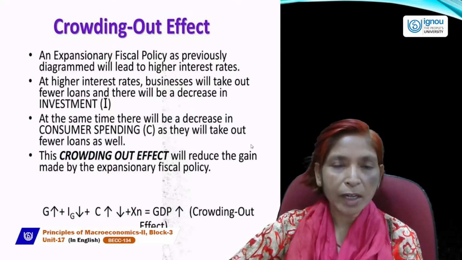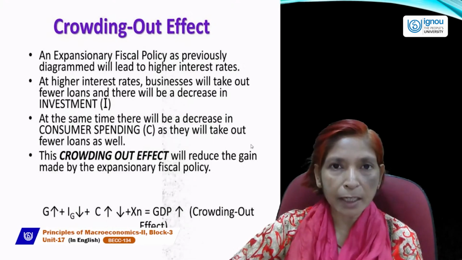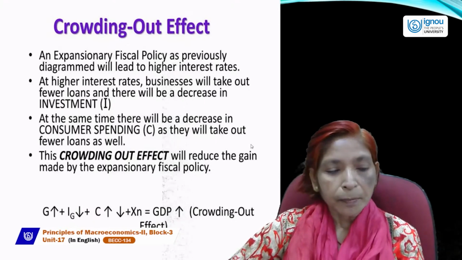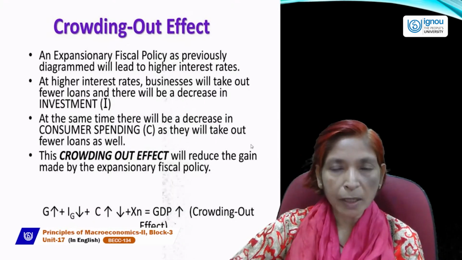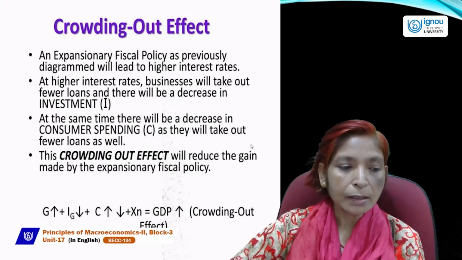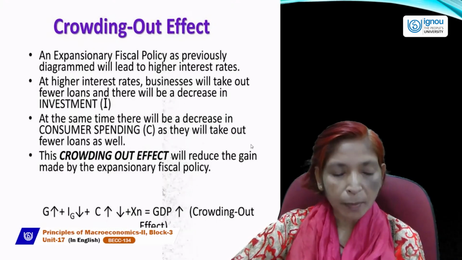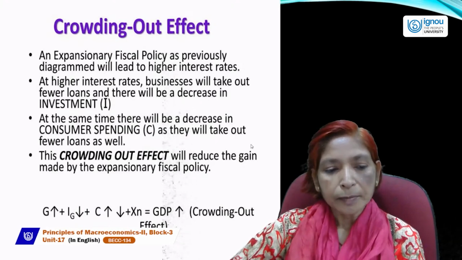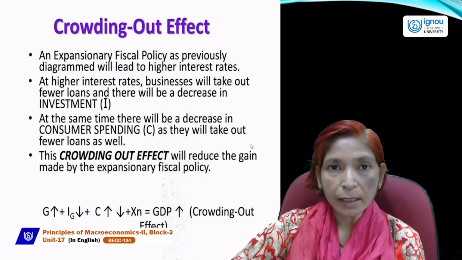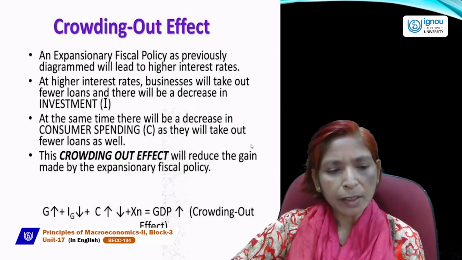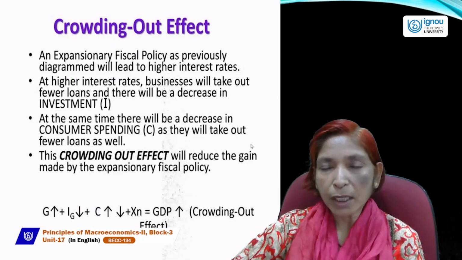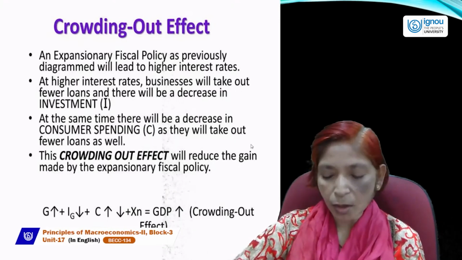In this case, when G increases, G is government expenditure. Due to the rise in government expenditure, the taxation rate will fall. If government is following expansionary fiscal policy, then government expenditure will rise. In this case, GDP will increase but not by the multiplier effect. That is the situation of crowding out.